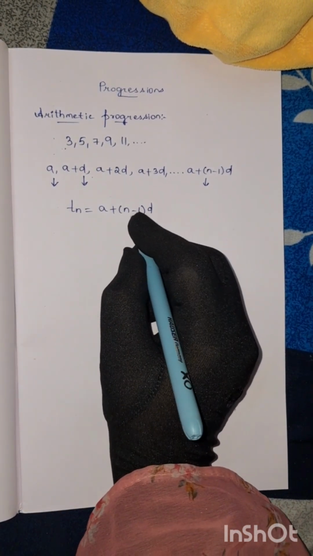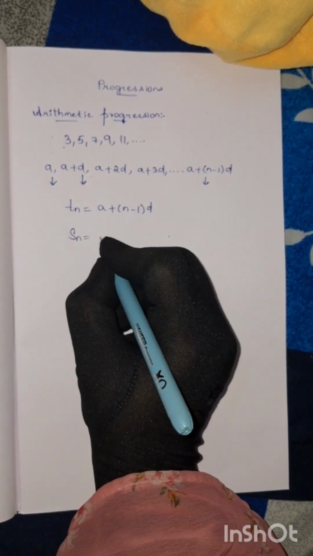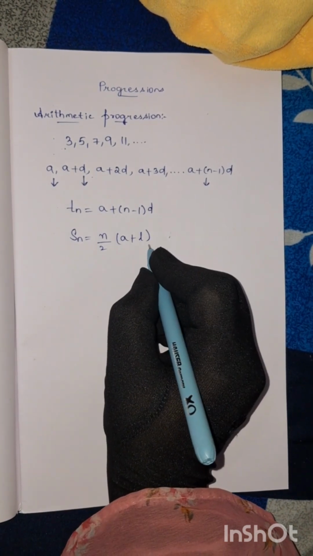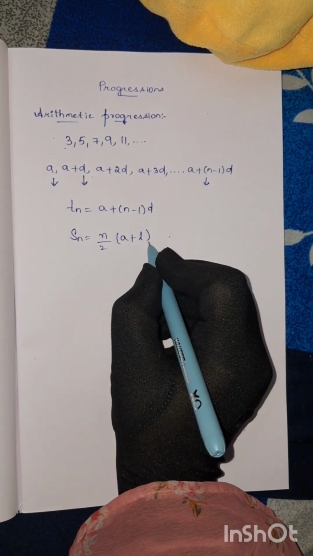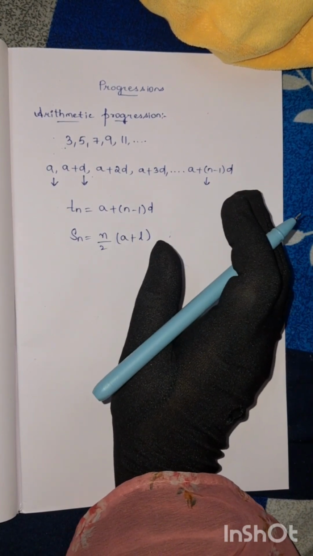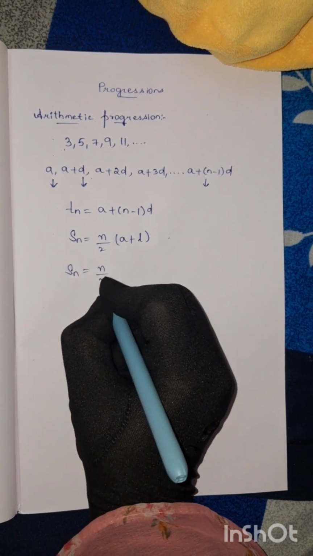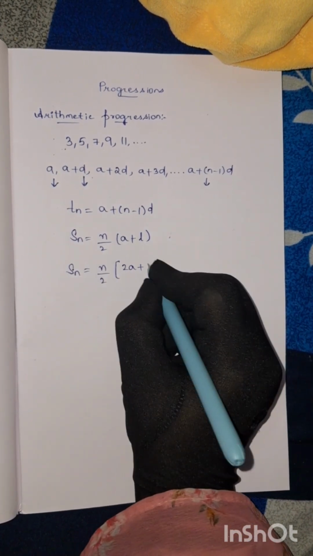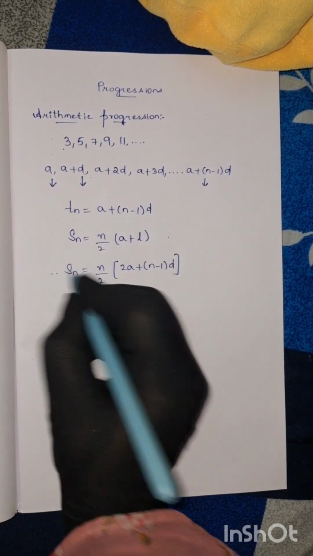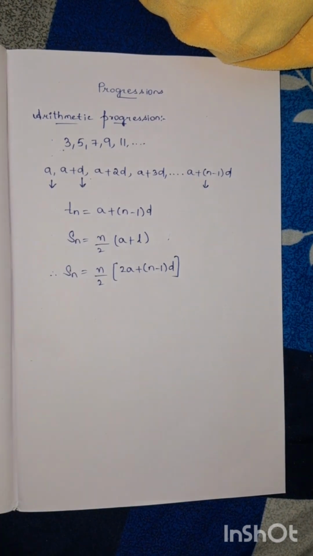If you want to find the sum of the first n terms of an AP, we have the formula Sn equals n by 2 times (a plus l), where a is the first term and l is the last term. And also one more formula: Sn equals n by 2 times (2a plus (n minus 1) into d). This is the sum of the terms of an AP. Let us do a few exercise problems based on arithmetic progressions.